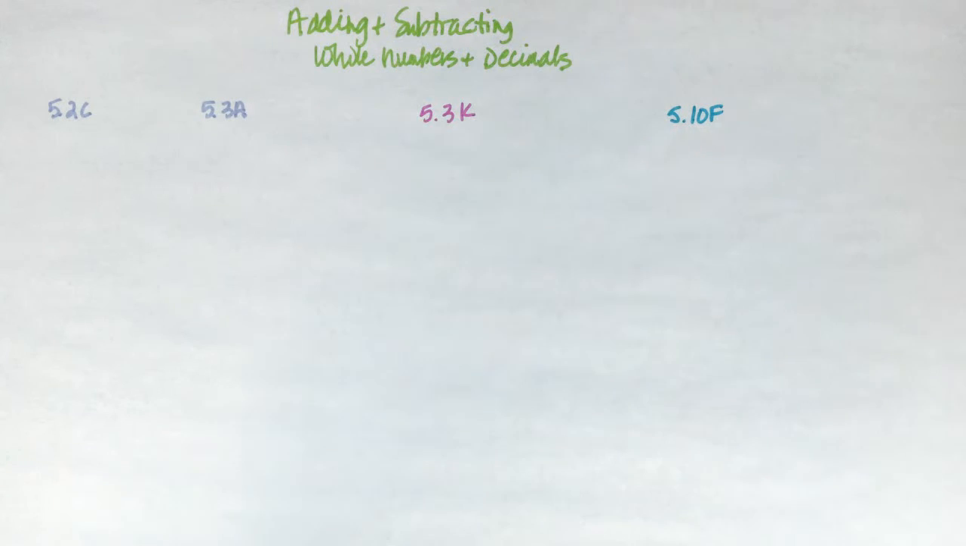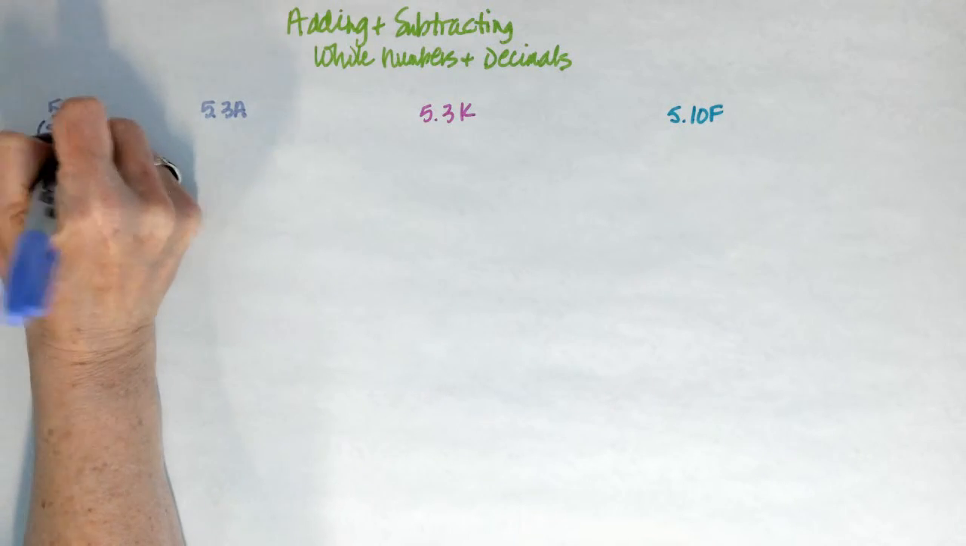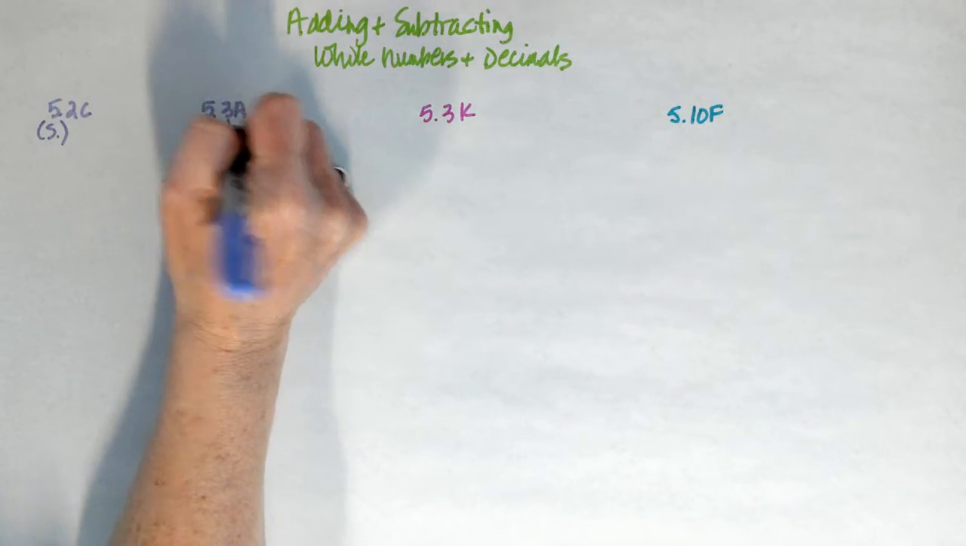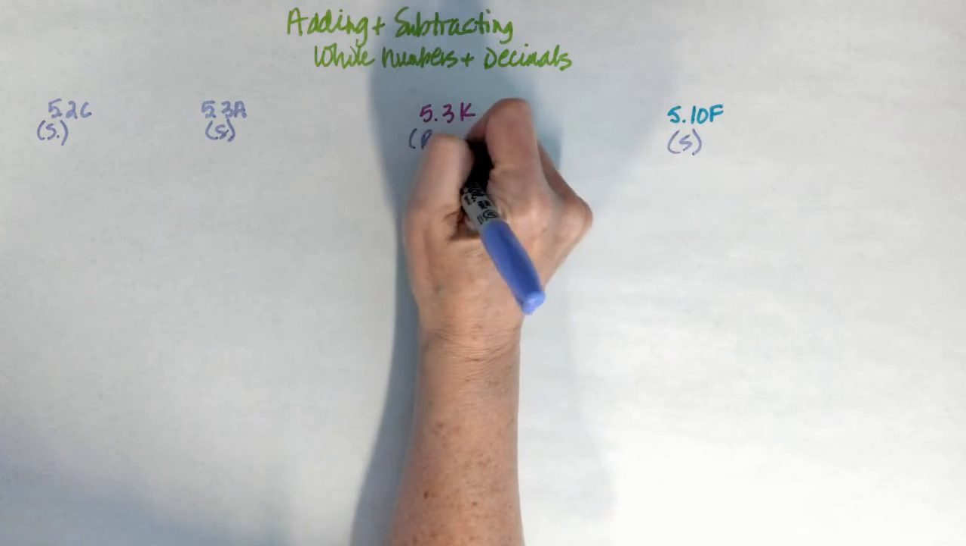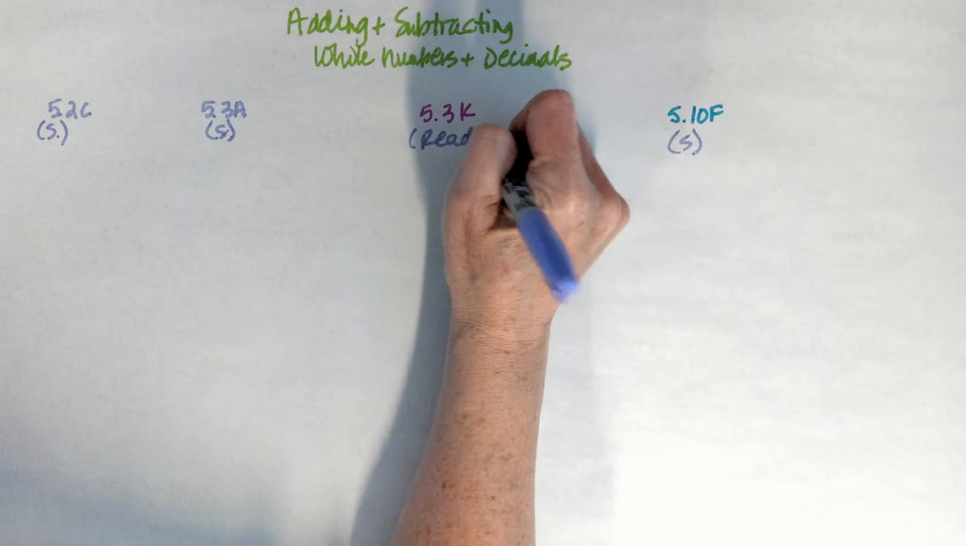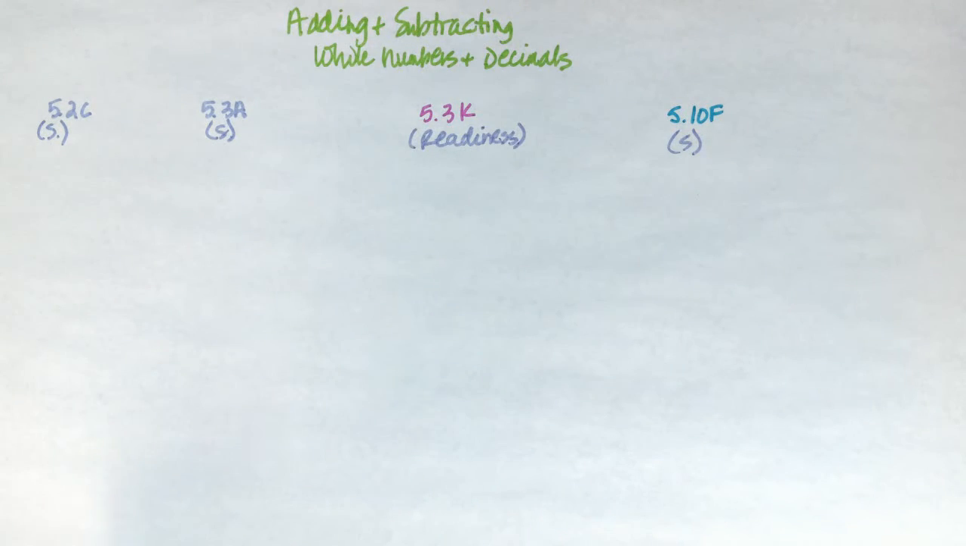We are going to spend a little bit of time talking about the 4 standards in our adding and subtracting whole numbers and decimals unit. We have 3 that are supporting standards and 1 that's a readiness standard. 5.2c is supporting, 5.3a is supporting, and 5.10f is supporting. 5.3k is our readiness, and you'll see that throughout several units this year. We're going to start with adding and subtracting whole numbers and decimals for 5.3k.